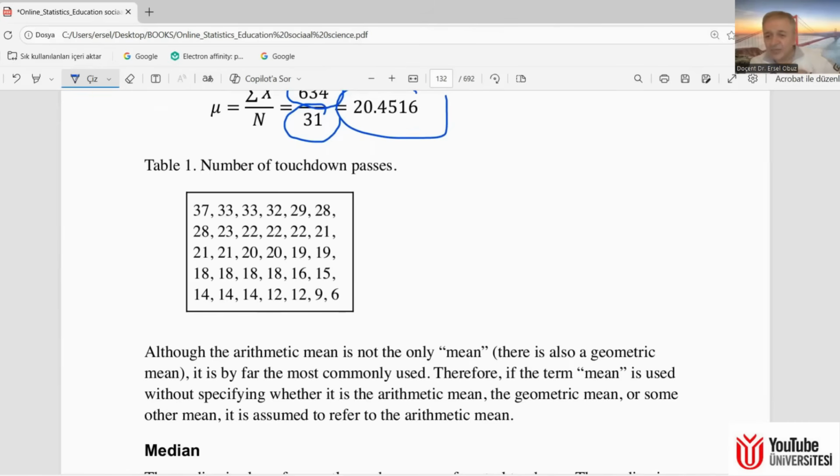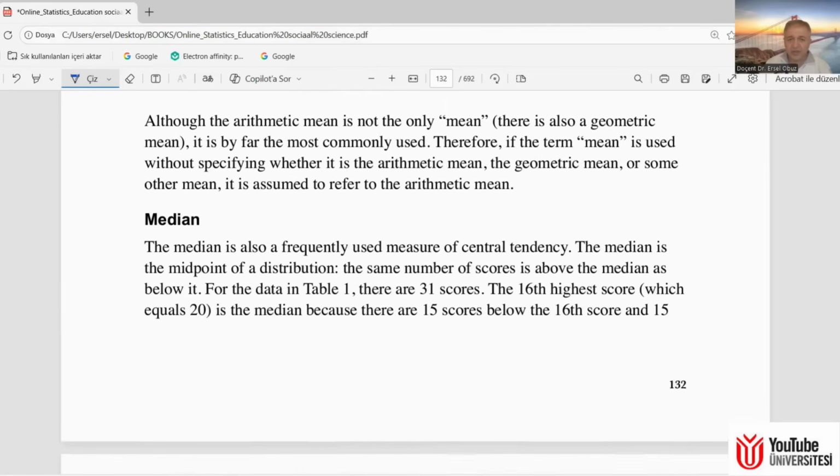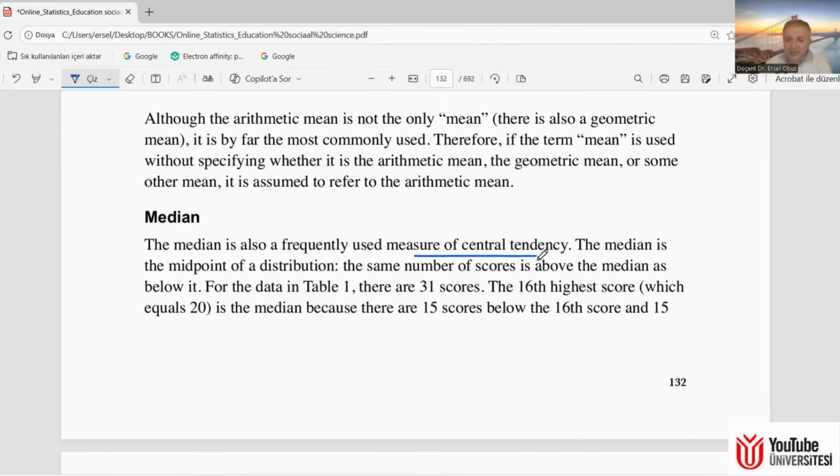Do we just have the arithmetic mean? No. There is also the geometric mean or harmonic mean, but basically, the arithmetic mean is the most used one. The median is also a frequently used measure of central tendency. It is the midpoint of the distribution. So when you have 31 scores, you rank them from smallest to largest.